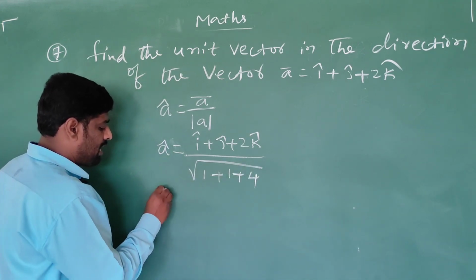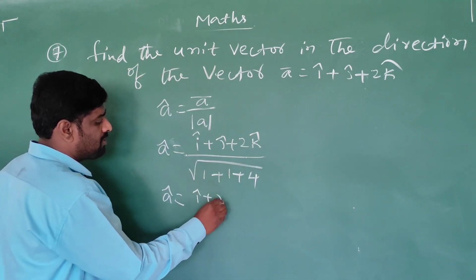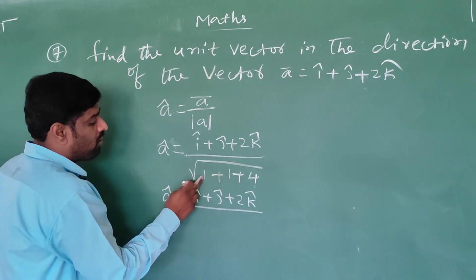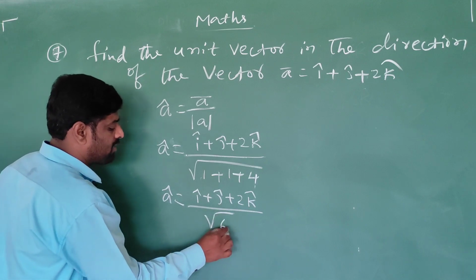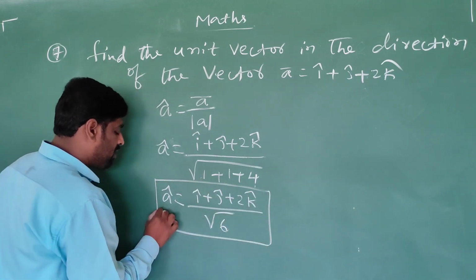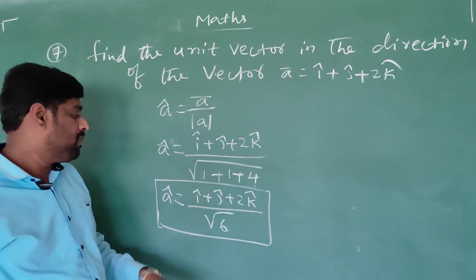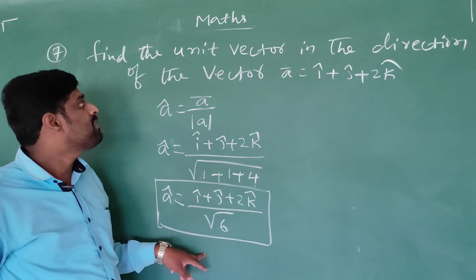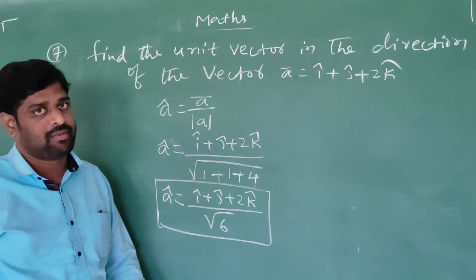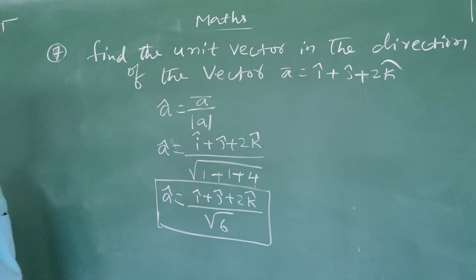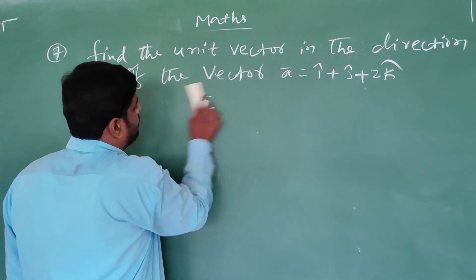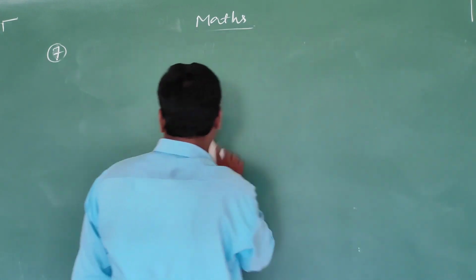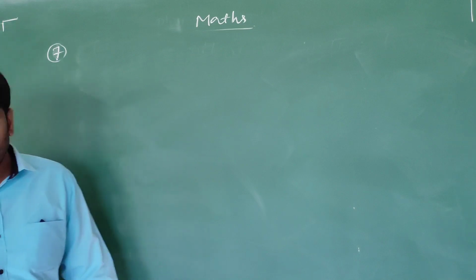Okay, that is a cap is equal to i cap plus j cap plus 2k cap divided by, 4 plus 1 is 5, 5 plus 1 is 6, that is root 6. So a cap, that is the unit vector of your given vector, is i cap plus j cap plus 2k cap divided by root 6. Okay, so this is the solution for the 7th question. Next we will move on to the next question.